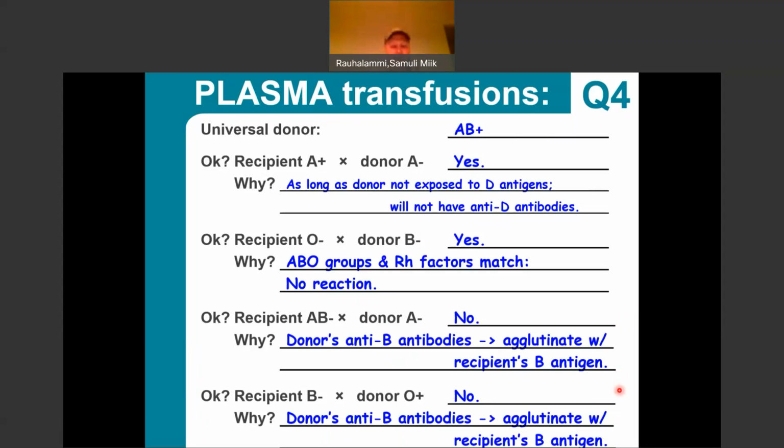The final one that I have here is: could a person with type B negative blood receive type O positive plasma? Well, this is not possible, because the anti-B antibodies from the O positive plasma would agglutinate with the B antigen on the B red blood cells.